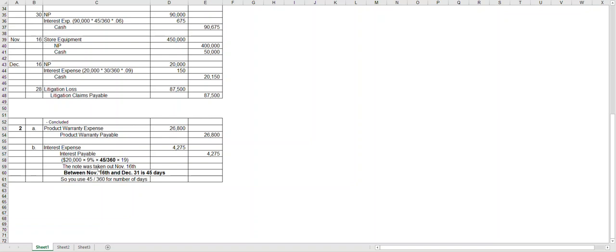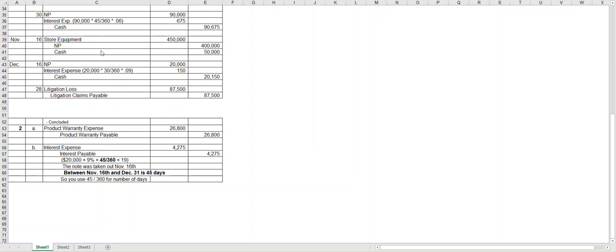And then the last thing we're going to take a look at, remember back here on November 16th, we took out $20,000 notes, 20 of them at $20,000 each. So remember, we have a notes payable $400,000. However, we paid one of those notes. So we have 19 notes left at $20,000. The interest rate is 9%.